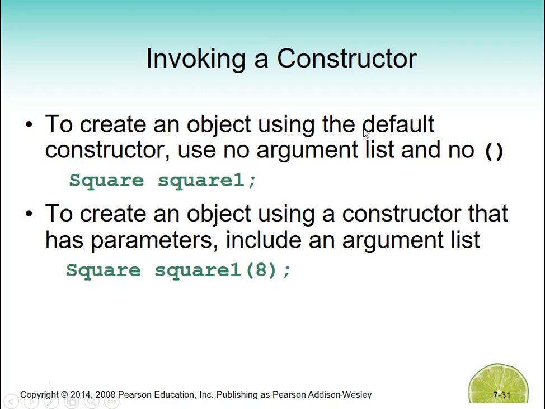To create an object using the default constructor, you just declare it like its data type, square, and square1. To create an object with the constructor that has parameters, you list the parameters inside here. You can have more than one parameter.